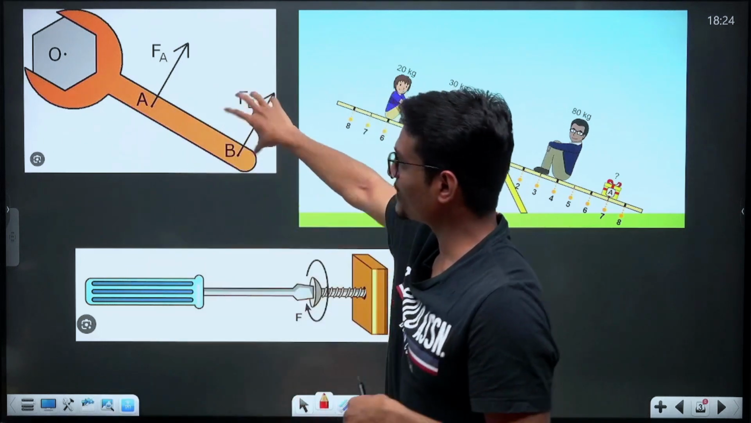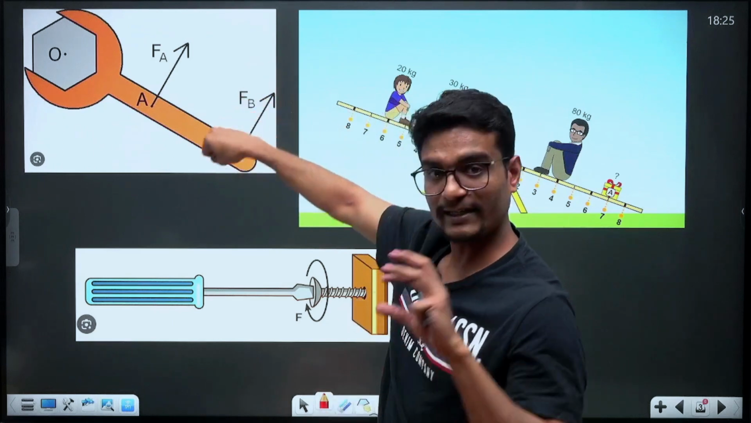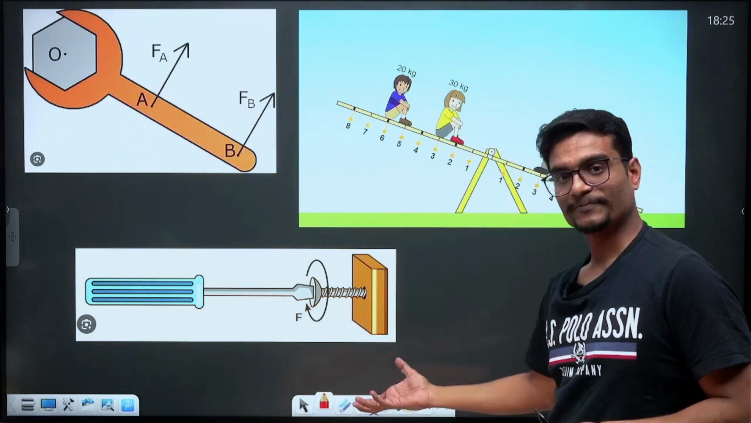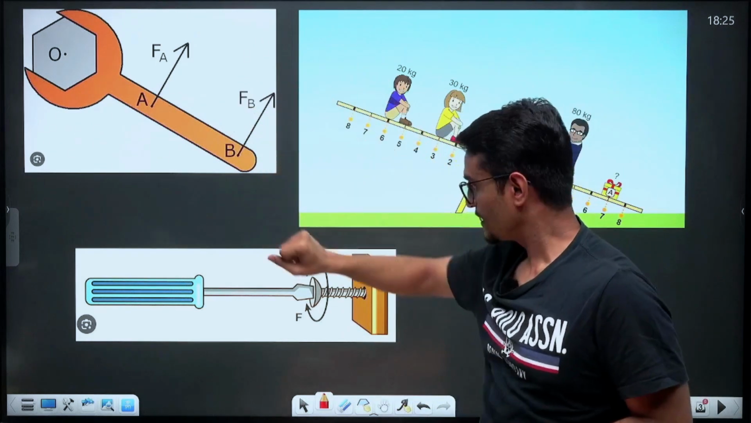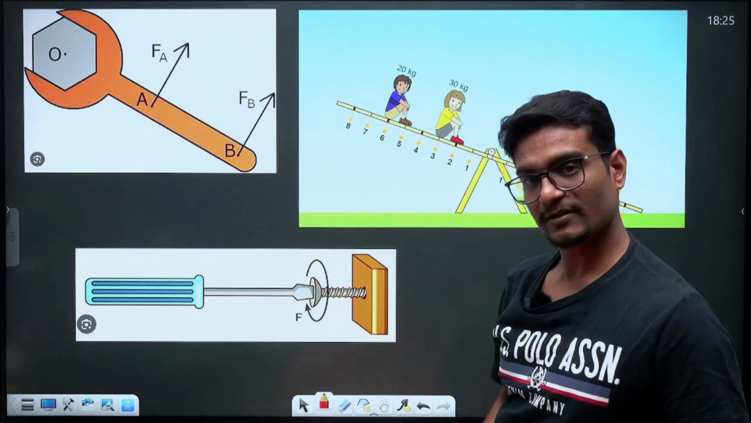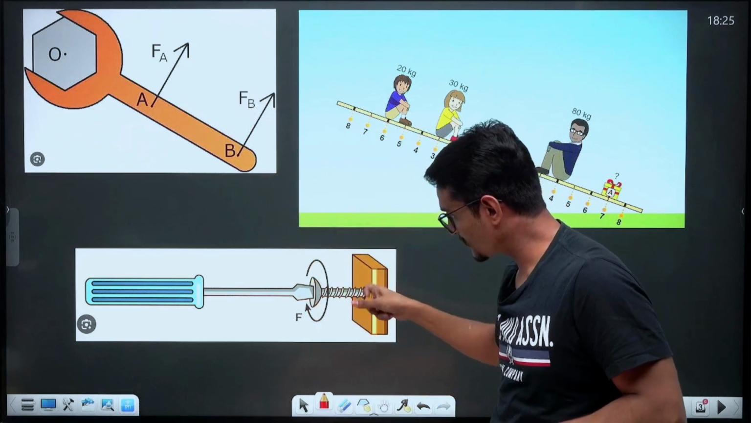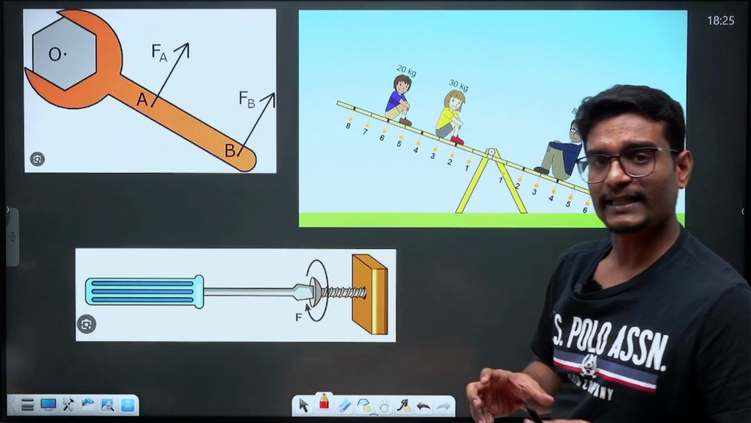Here you can see that there is a lever, and with the help of a lever we can rotate the screw, right? Here you can see a screwdriver, right? That is a bolt. With the help of a lever we are rotating it. Here you can see a screwdriver, and with the help of this screwdriver we are fixing this nail in the wooden block, right? So in all three cases there is force.